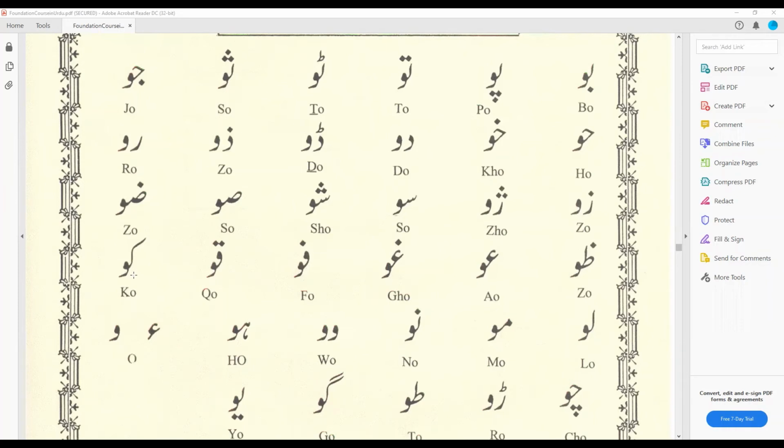Kaf wow ko. Ko, like we say को, ये चीज उसको दो. This one is को. लाम वाव, lo. लो, we say ये चीज ले लो, ये लो. मीम वाव, mo. नून वाव, no. वाव वाव, this is wow wow, wo. Wow doesn't make any difference. Hey wow ho. Hamza wow o.